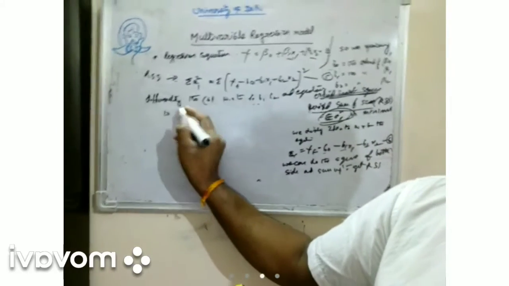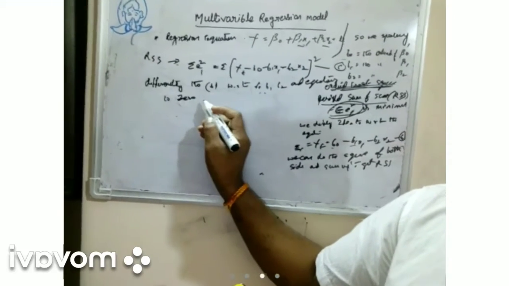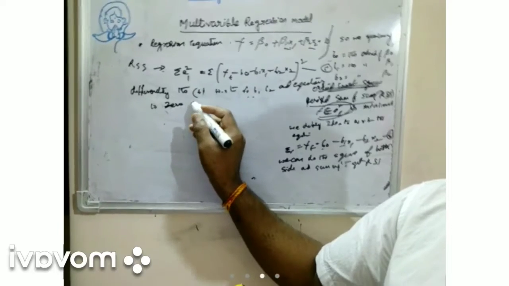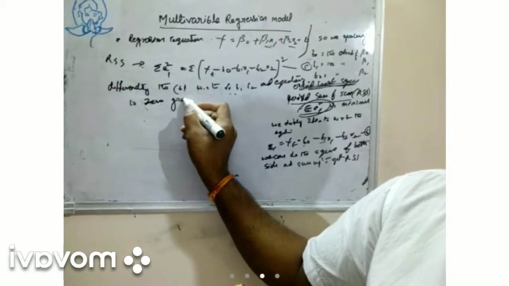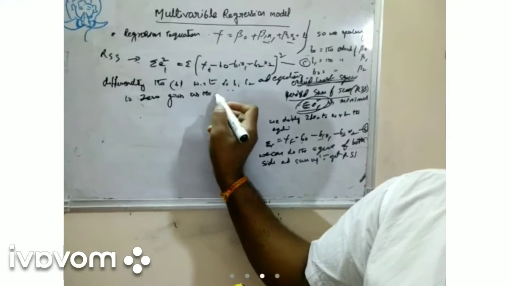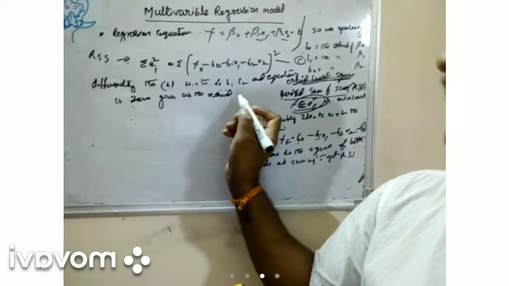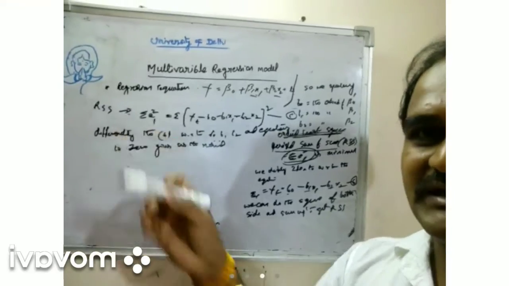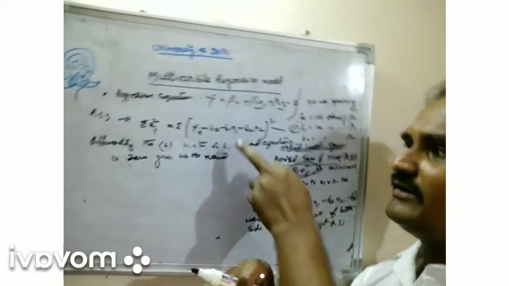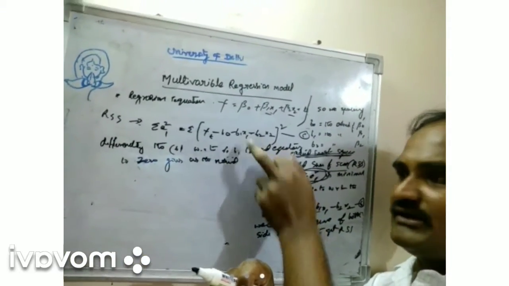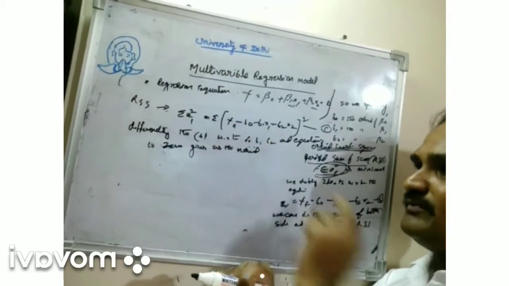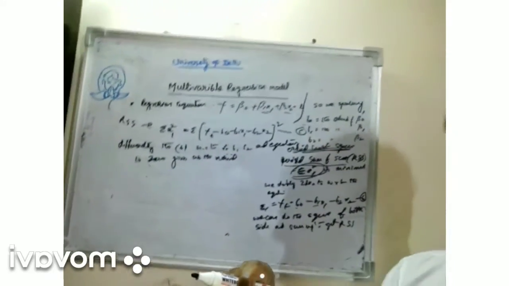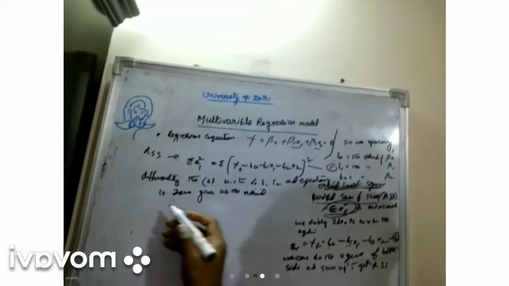Equivalent to 0. It gives us the three normal equations. What I am trying to say is that after getting the RSS, the residual sum of squares, and squaring all these terms, you can differentiate with respect to b0, b1, b2, equivalent to 0. Then you can find each and every equation.